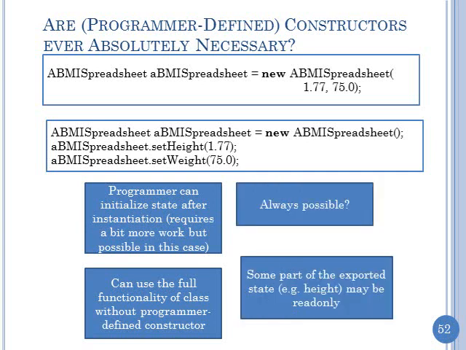Some part of the exported state, for example height, sorry, there's a typo there, may be read-only. Okay, so I might be creating a BMI spreadsheet just for myself, okay, and my height will not be changing, so I export it as a read-only property, but I don't have a setter method for it, so then I must pass the height when constructing the object.